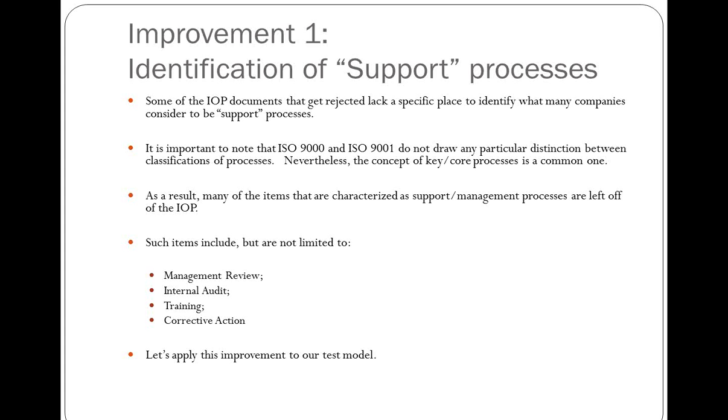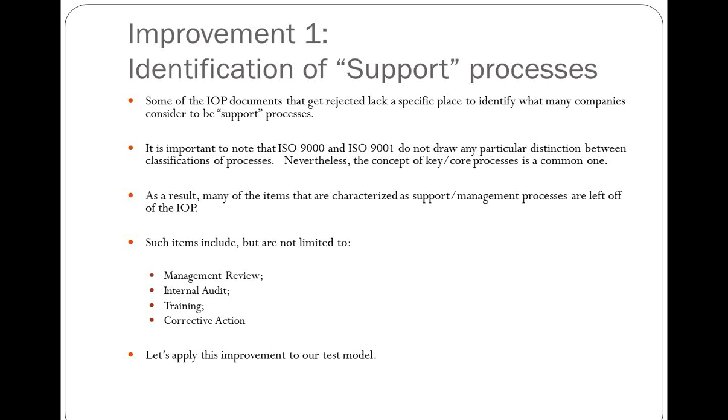And in some cases, the distinction is such that the support processes get left off of the IOP. So what do we mean when we refer to support processes? This could include management review, internal audit, training, corrective action, monitoring of objectives, document control, records control. These kind of support activities that impact the system at large and are certainly part of the quality system, but they don't get called out on the IOP.